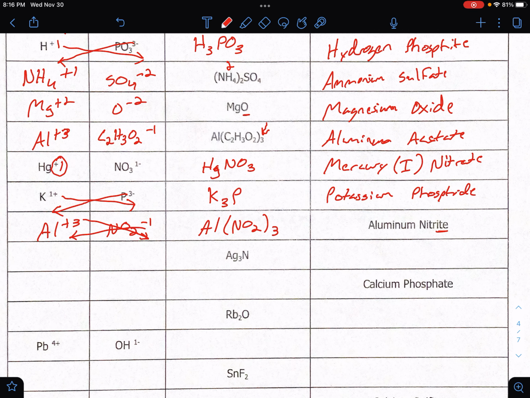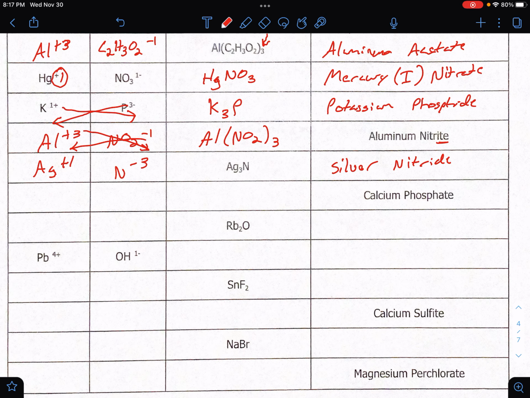Next one, I have Ag3N. So Ag is silver. That is always a +1. And then nitrogen, N is just nitrogen, that's N with a -3. So that's why you have 3 silvers, because each one's a +1. Then for the name, I would just put silver. And then nitrogen becomes nitride.